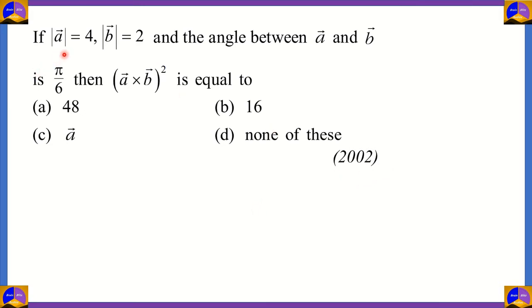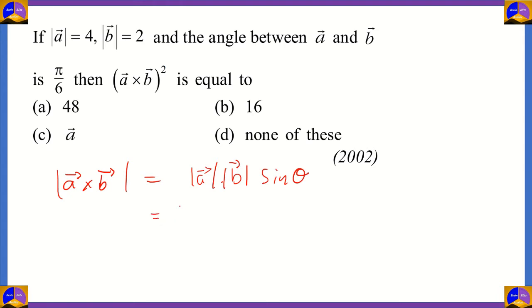If modulus of vector A is 4, modulus of vector B is 2, and the angle between A and B is pi by 6, then find the value of vector A cross vector B the whole square. So this question, although it looks complicated, is comparatively simple. What you need to do is use the formula for A cross B, which is equal to modulus of vector A, modulus of vector B, and then sine theta. You multiply these three terms, you get mod of A cross B.